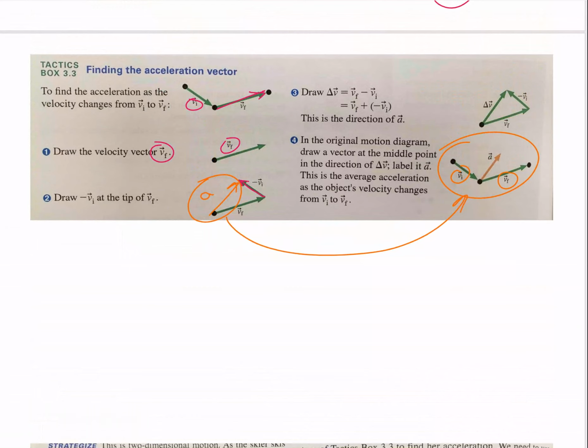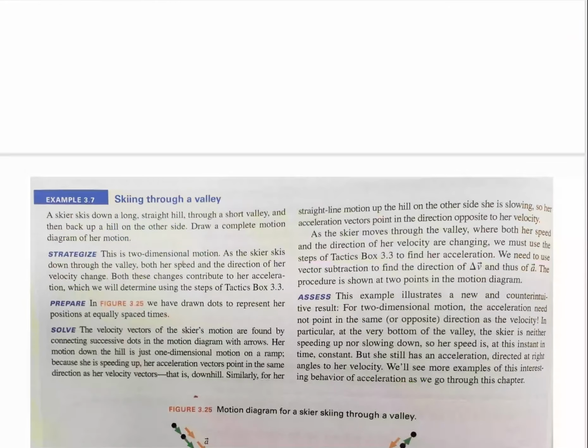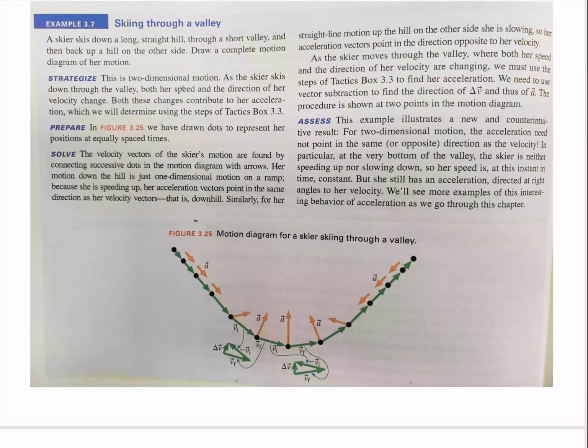Okay, well, sure. Yeah, you could say that, in the way that they have this drawn. But what's really going on here is we have our acceleration vector, okay? So, skiing through a valley. We have all these words here, but what it boils down to is this.